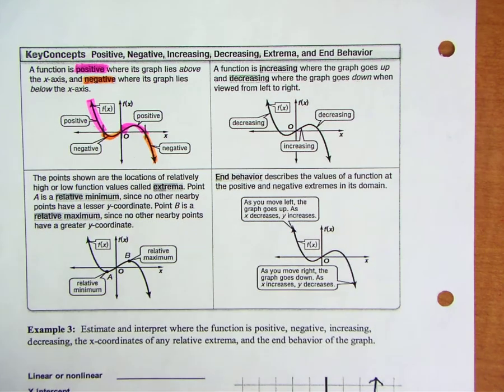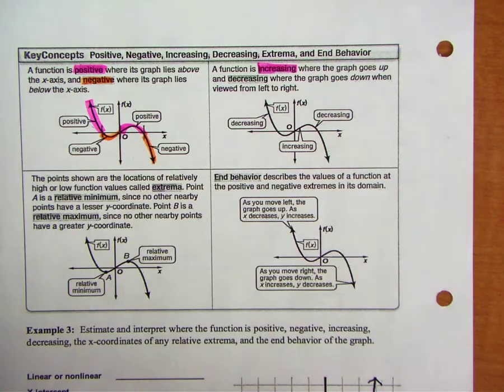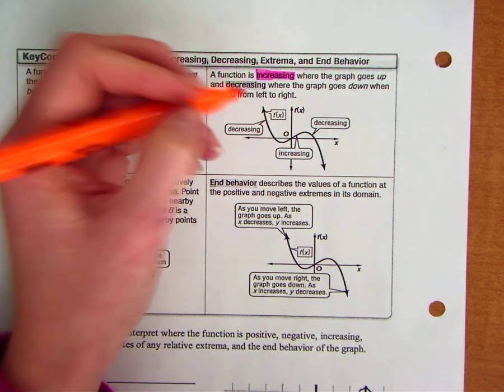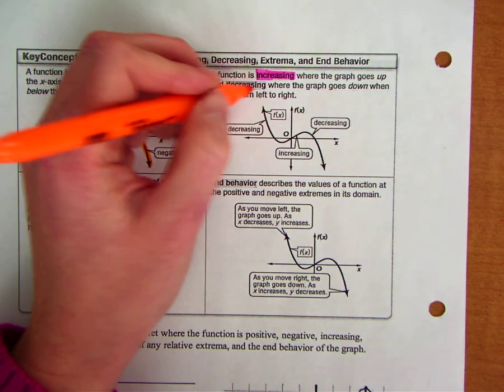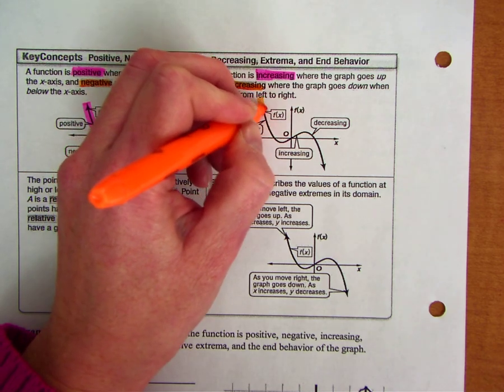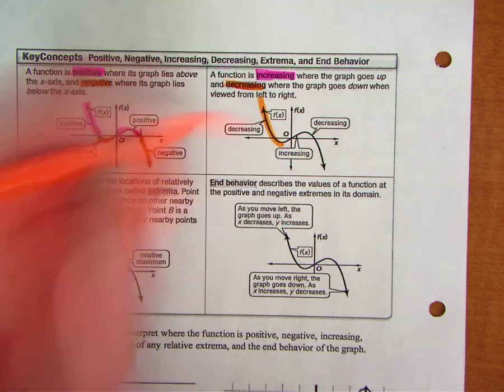Then we also talk about where the graph is increasing versus decreasing. So when we're thinking about increasing or decreasing, we're going to read the graph just like we read a book, from left to right. I always like to start furthest left and work our way across. The graph starts off high and decreases going down low. So in this region, the graph is decreasing.